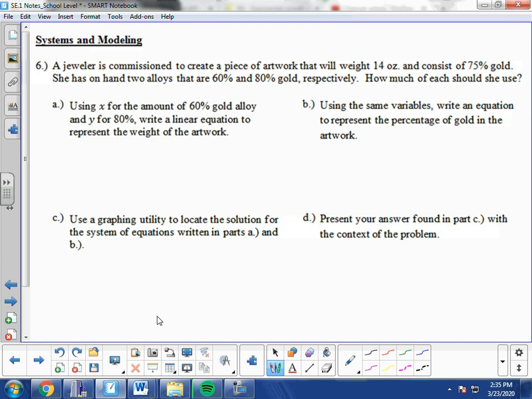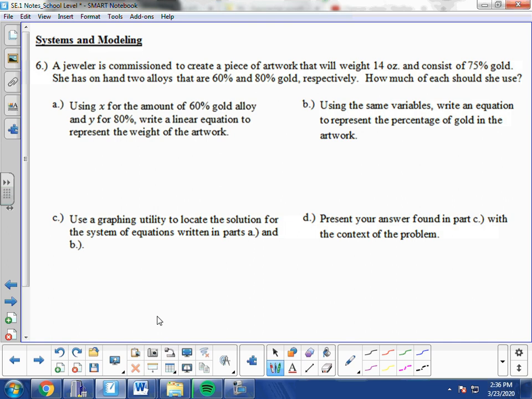So problem 6a, problem 6 gives us a scenario. A jeweler is commissioned to create a piece of artwork that will weigh 14 ounces and consist of 75% gold. She has on hand two alloys that are 60% and 80% gold, respectively. How much of each should she use? So it says using X for the amount of 60% gold alloy and Y for 80%, write a linear equation to represent the weight of the artwork.